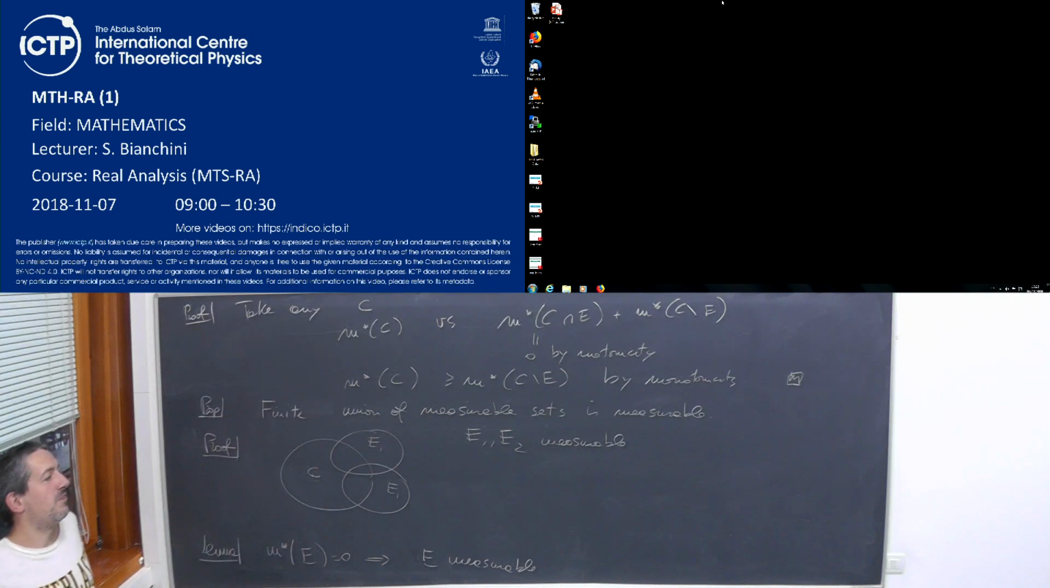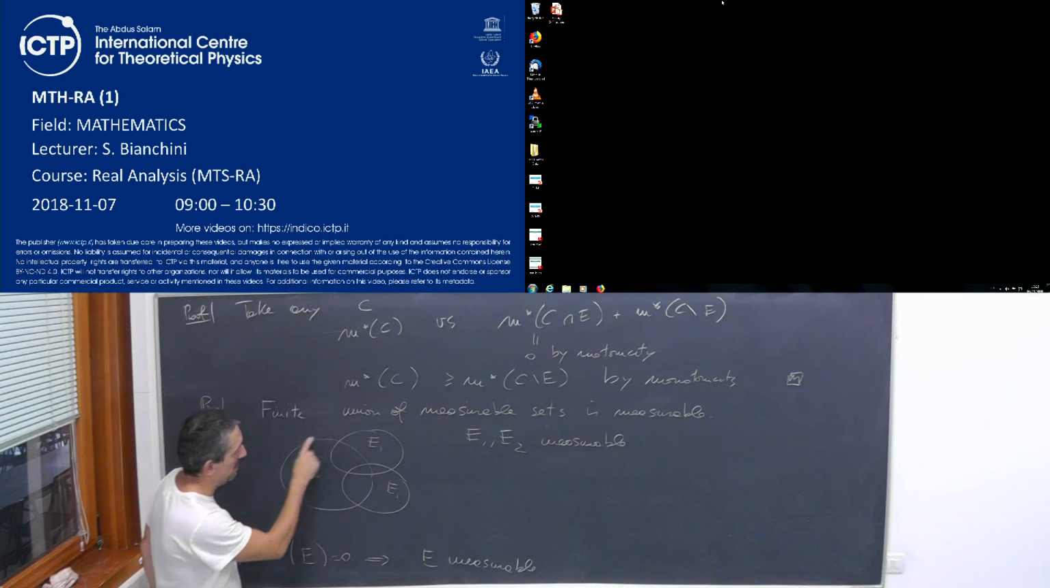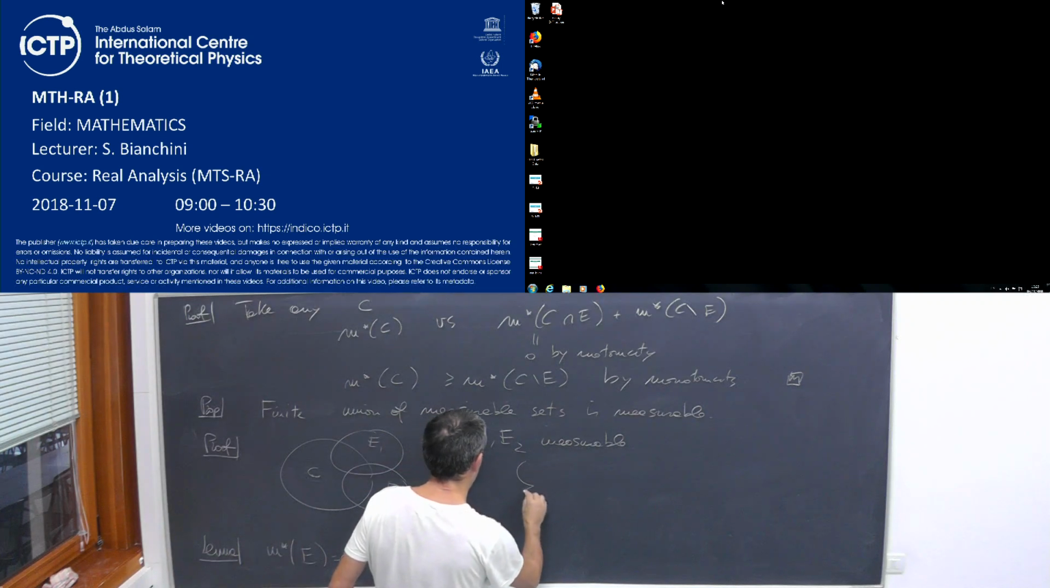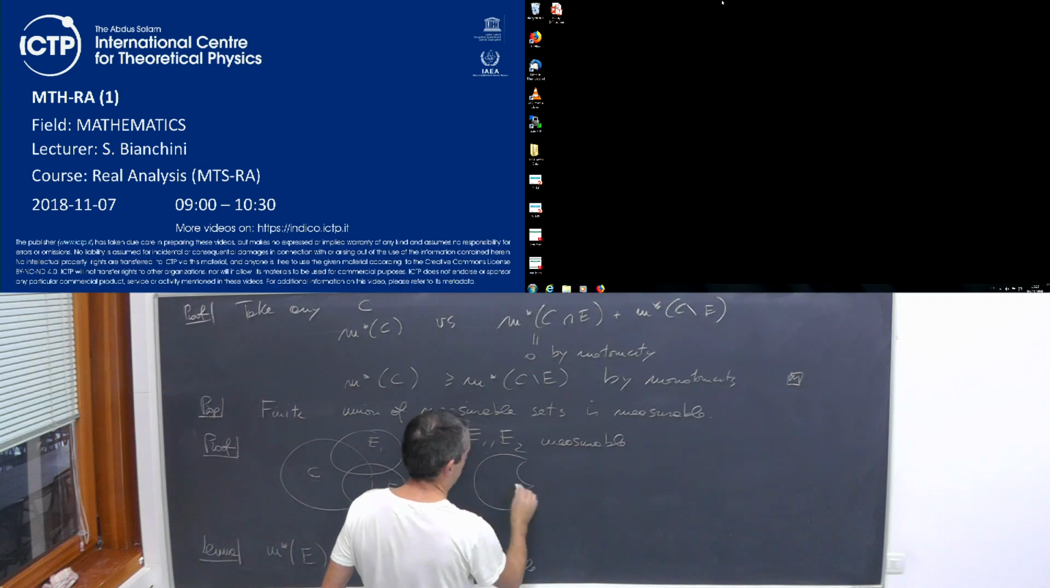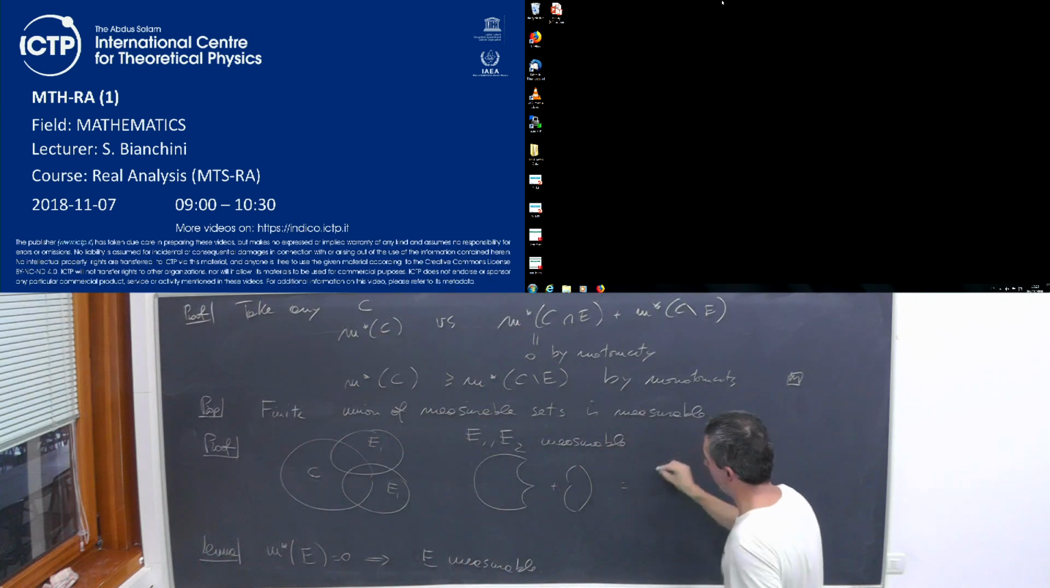Just because in the notes I have it like that. So can't we just use the distribution of intersection over union? Yes, we need just to partition in a smart way, no? Using that E1 and E2. So essentially, we want to prove that the measure of this guy is the measure of this guy plus the measure of this guy, no? So I have to prove that the measure of this guy, plus the measure of what is left, is the measure of the whole.